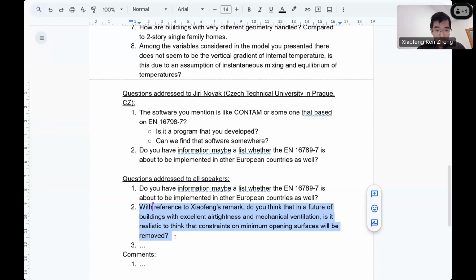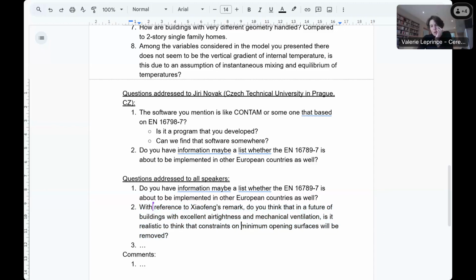Thank you for this very interesting question. I think it's important to have excellent airtightness and calculation, so we have more control on the air quality and energy efficiency. But I guess it's also very important to have natural ventilation options in case the system fails or things like that. So I guess the constraints on the minimum opening surface, I think it's important to have that option in place as well in order to improve the resilience of ventilation in the future scenario.